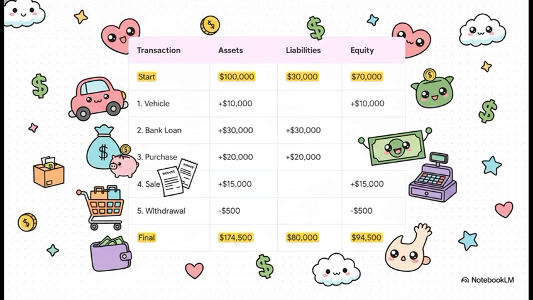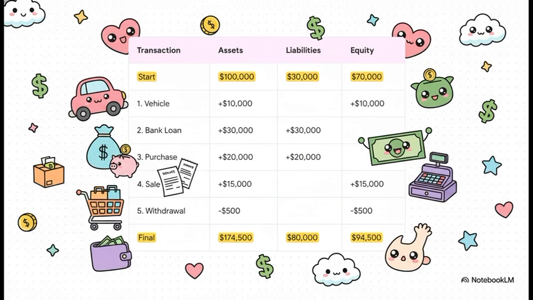Number 4, we sell $15,000 worth of goods, also on credit. That sale is profit that belongs to the owner, so equity goes up by $15K. But wait, the customer hasn't paid us yet. That money they owe us is an asset called accounts receivable, so our assets also go up by $15K. Still balanced, see?